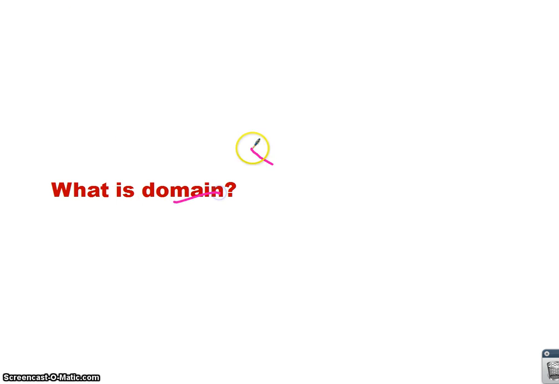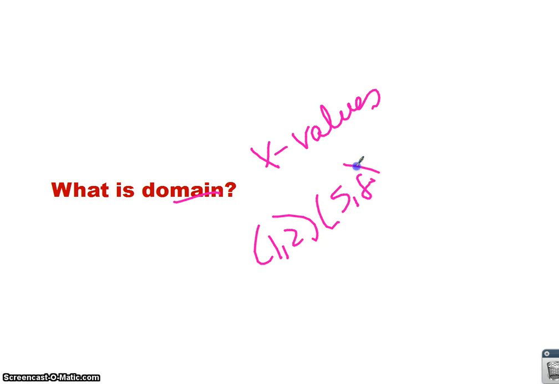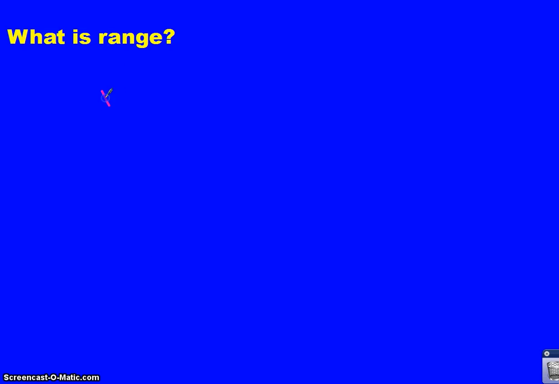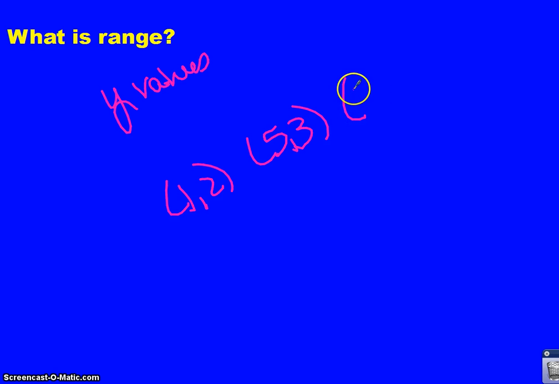What is domain? Domain is your x values. So if I had 1, 2, 5, 8, 3, 0, my domain would be 1, 5, and 3. Range is going to be your y values. So if I had 1, 2, 5, 3, 7, 3, my range would be 2 and 3. 3 shows up twice, you only have to write it once.